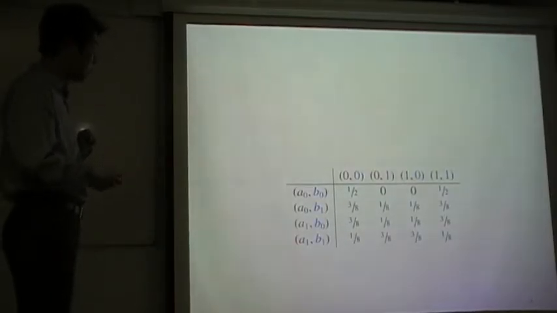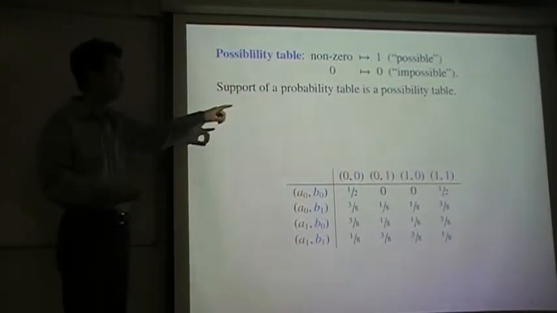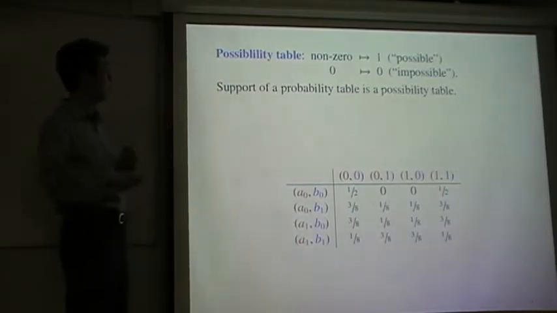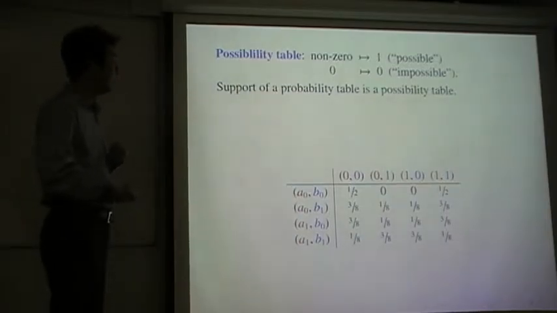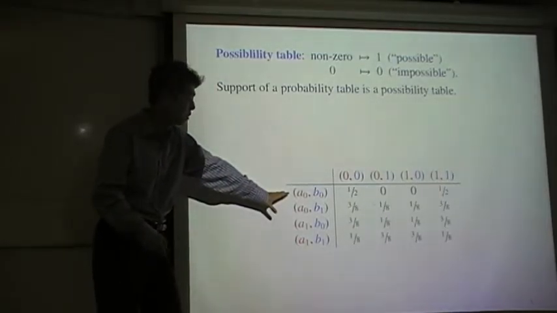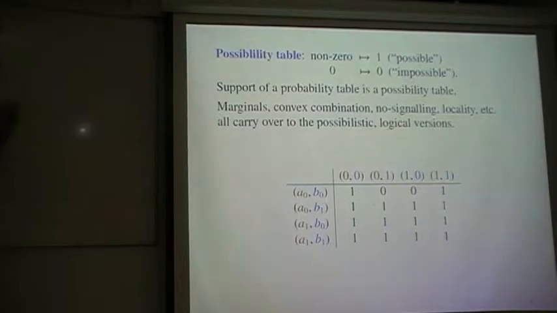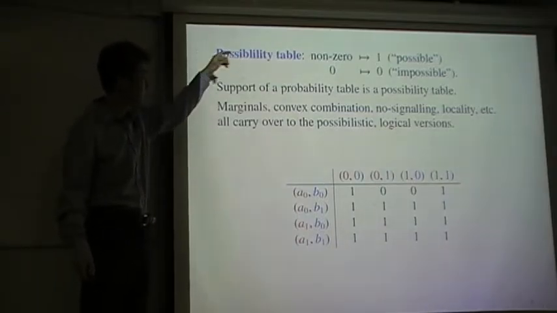Anyway, in this talk, I'm going to do some simplification: instead of a probability table, using a possibility table by crushing all the non-zero probabilities to just possible, the same value, one. So in a sense, we're just taking the support of probability tables. So this Bell table becomes just this. All the non-zero values become possible. And then the notions of marginals, convex combination, mixture, no signaling, locality, and so on, all carry over from a probability table to a possibility table.